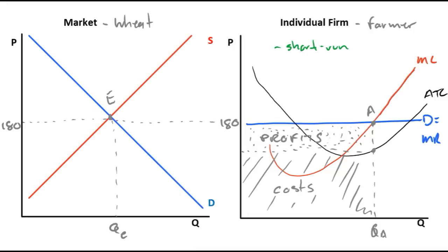Now, because of easy entry and exit, in the long run more farmers will plant wheat as they want to make profits as well. And so the profits will not hold in the long run, and we'll show that in the next video.